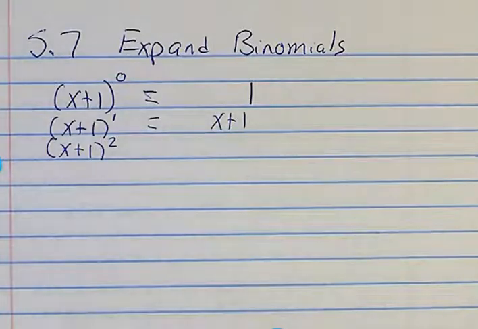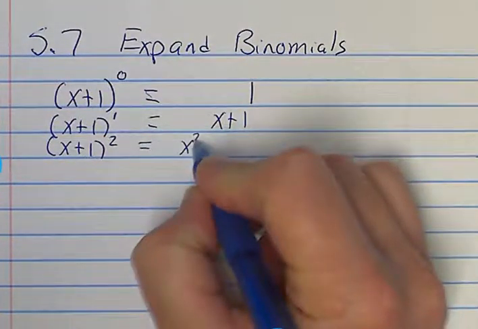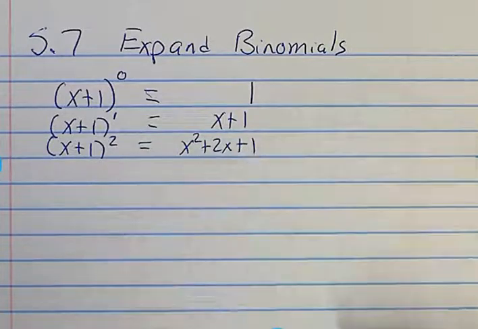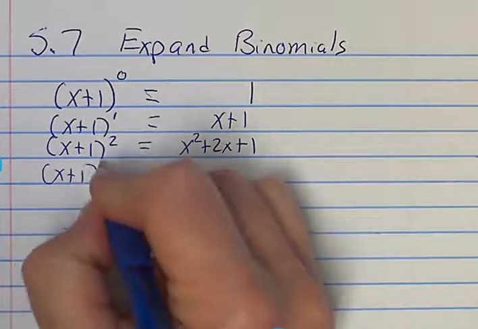Okay, we do x plus 1 squared. That's when we'd actually have to do the full method. And again, to save time, we're not going to go back and do the full method. But we would have had x squared plus 2x plus 1. Then we could keep going through this. We could do x plus 1 to the third and keep working through this.